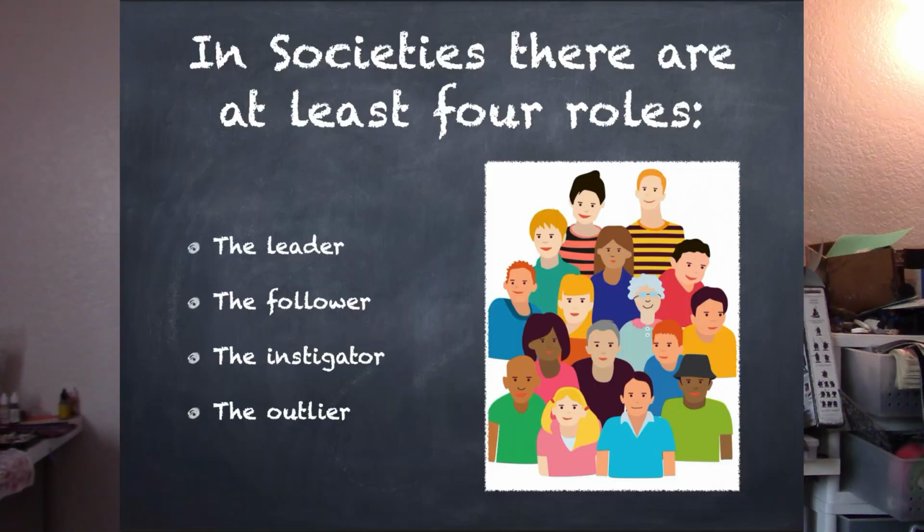But that leads us into the players. So if all of this you consider to be the rules of the game, here are the players. In societies, there are at least 4 roles: the leader, the follower, the instigator, and the outlier.